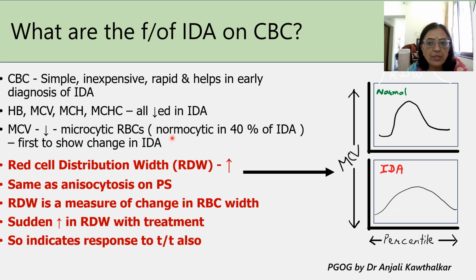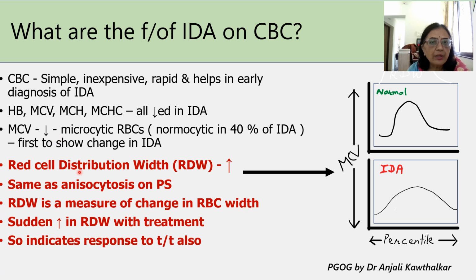Now, mean corpuscular volume gives you the mean of the volume of the red blood cells. But what is happening is, if peripheral smear is done, microcytic RBCs are observed in peripheral smear, and it is considered as one of the earliest features of iron deficiency. But remember that in 40% of iron deficiency anemia, we can have normocytic RBCs. But it is the first to show a change in iron deficiency anemia, the fall in MCV.